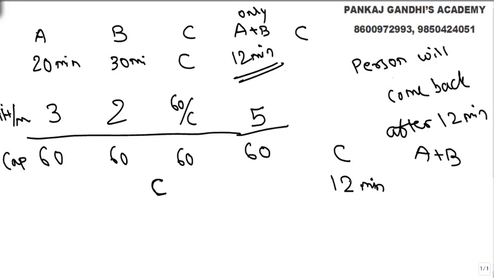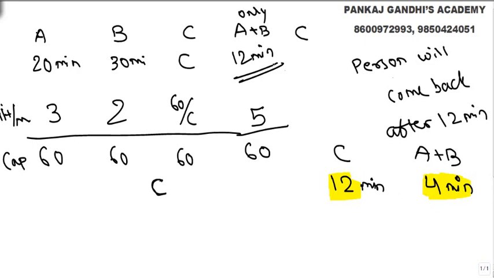What all C emptied in 12 minutes, only that much is to be filled, and for that much he was required to open A and B for 4 minutes. Means what all A and B fill in 4 minutes, the same thing C empties in 12 minutes. I repeat, when he came back after 12 minutes, the tank should have been filled. But he comes to know C was emptying for 12 minutes. Now what all C was emptying in 12 minutes, the same thing A and B were required to open for 4 minutes to fill the tank. Means what all C empties in 12 minutes, A and B fill in 4 minutes.